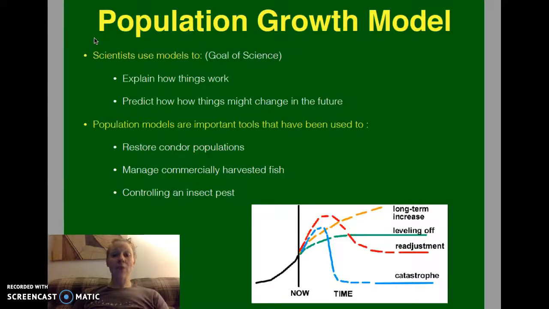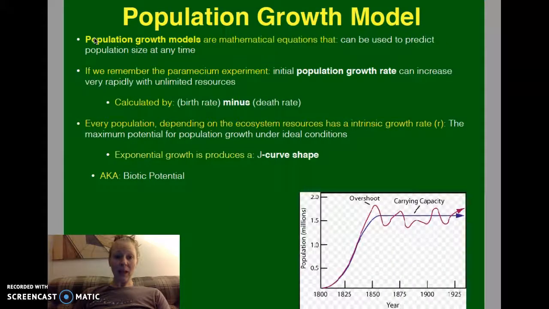We have used population models in environmental science to restore condor populations, which we've talked about in the past few modules, and to govern commercially harvested fish to make sure that we don't overfish, so that we can still have enough fish to feed a population. We also use them to control pests and insect populations. So should we spray? If we spray, how much is too much and what will be enough? These population growth models are very important to answer questions that we need answered.